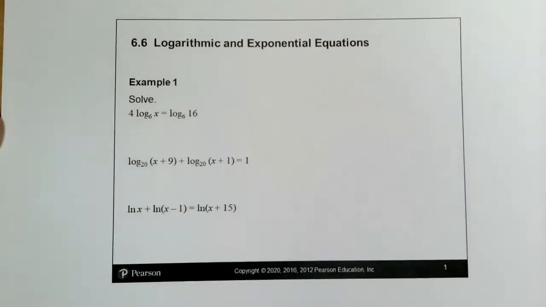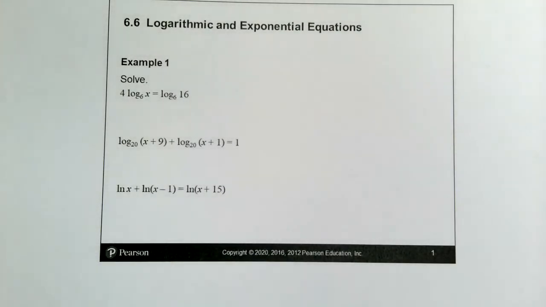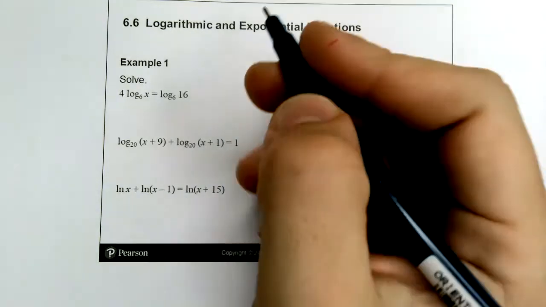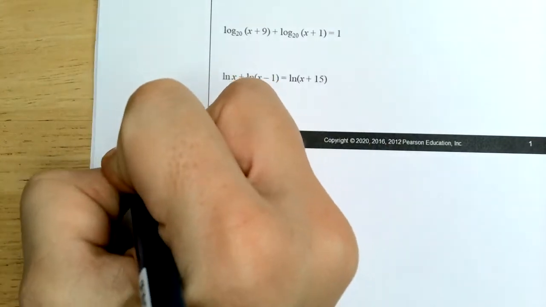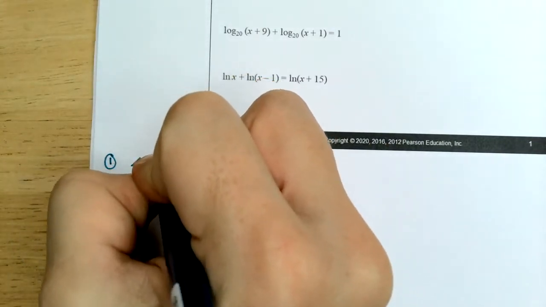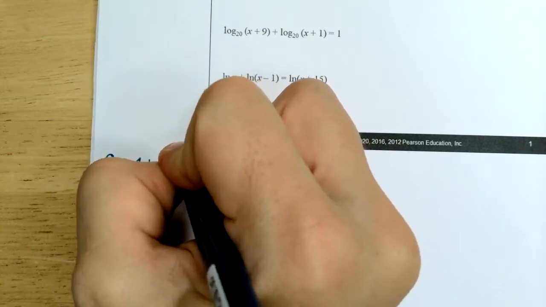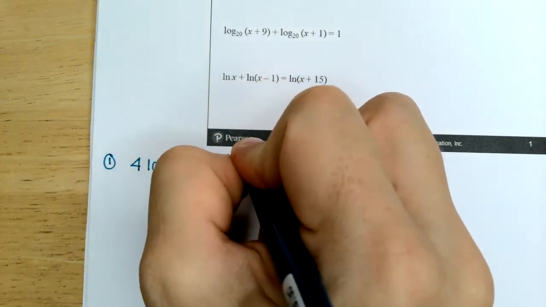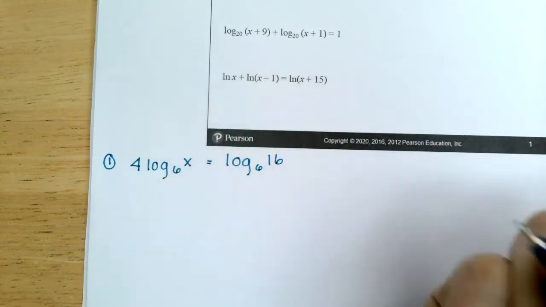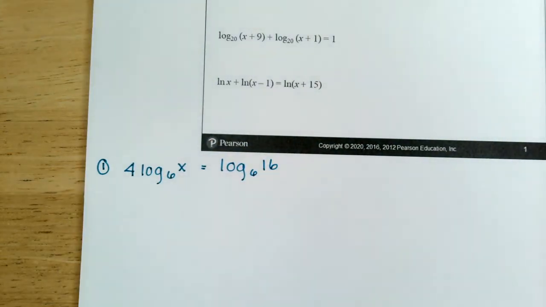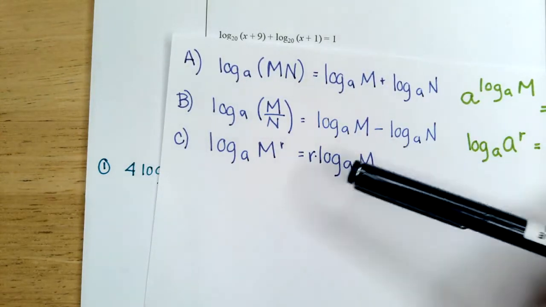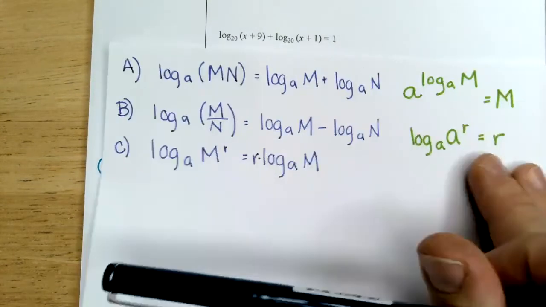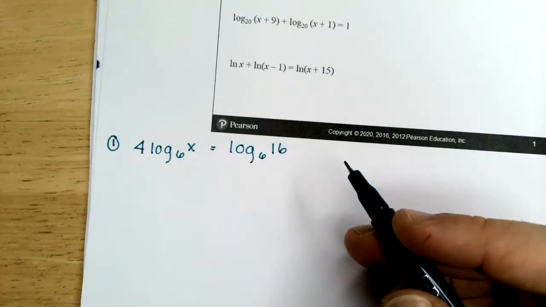Okay. So the first one is, I'm going to write them down here just to have a little bit more space. So I'm just going to call this number 1. It's 4 times the log base 6 of x equals log base 6 of 16. Okay, so I know this has plus or minus or a power, but it doesn't have any equal signs, right?